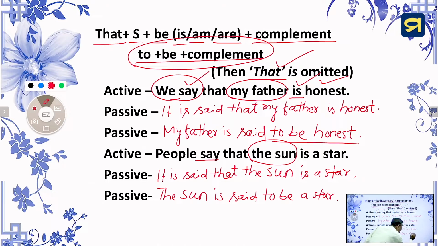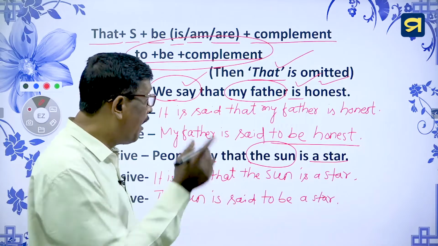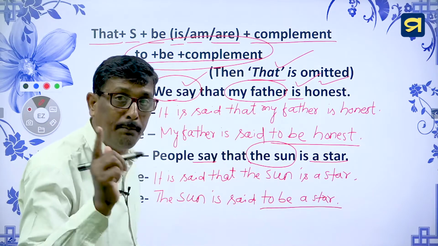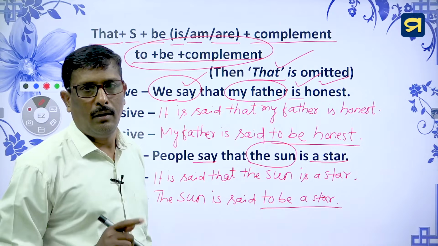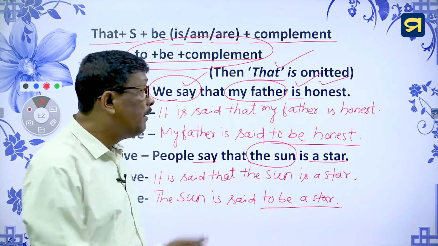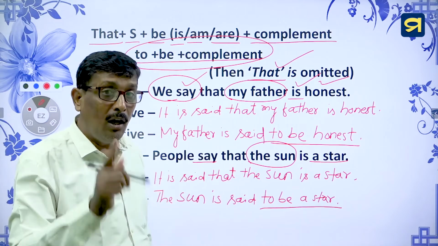Dear students, here a noun is used as a complement, but earlier an adjective was used as a complement. When there is a complement after "is" and "are", in this way we have to change it: "to" followed by "be", then the complement. Did you understand how we can change from active voice to passive voice when a that clause is used as an object?